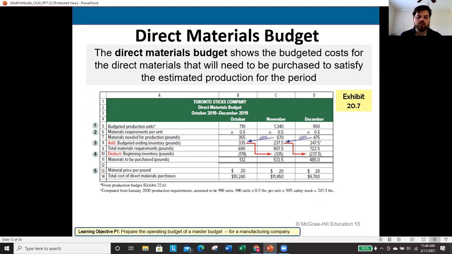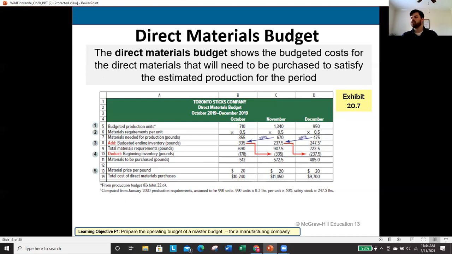That simply drops straight down, telling me that this month I will need a total of 690 pounds of direct materials. But I get to deduct my beginning inventory, which was 178, coming down to the fact that I need to purchase 512 pounds of this material in the month of October. I'll then multiply that by my material price per pound of $20, and 512 times 20 is 10,240.